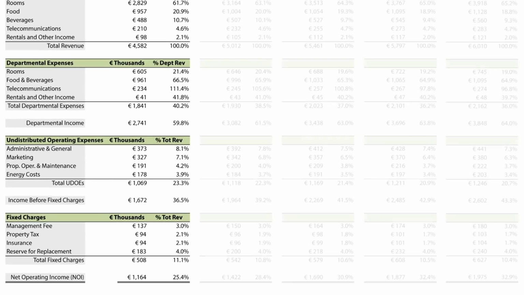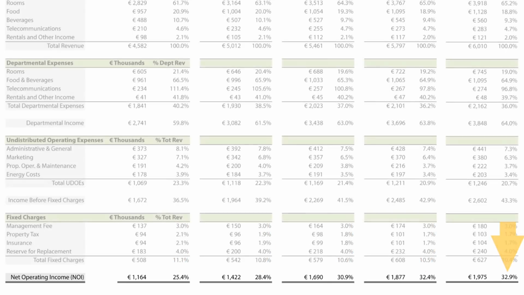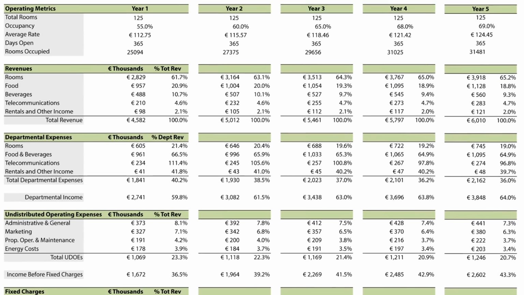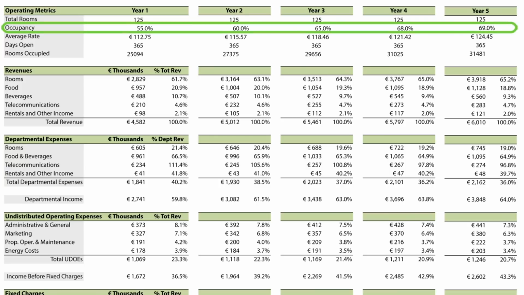Earlier, I had said the investor only cares about one thing, the quote-unquote bottom line, or in our case, the net operating income. Let's take a little bit more nuanced view of this, however. Big picture is what the investor wants to know is, what is long-term, stable operating margin? Notice this hotel grows into the market. We're projecting 55% occupancy growing to 69% in year 5.